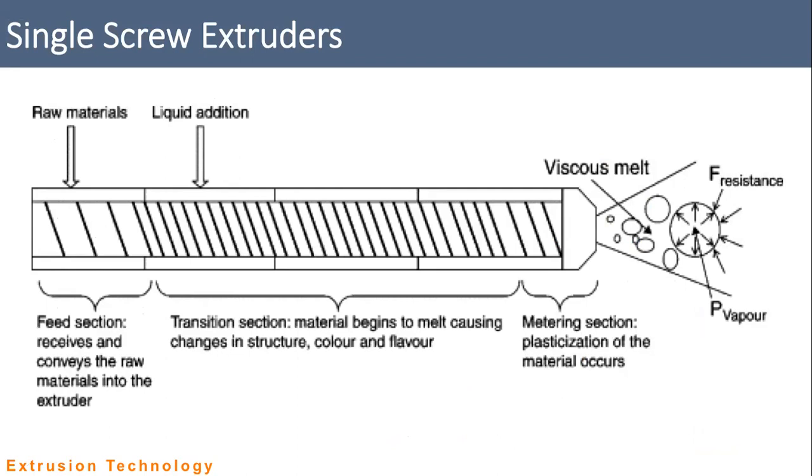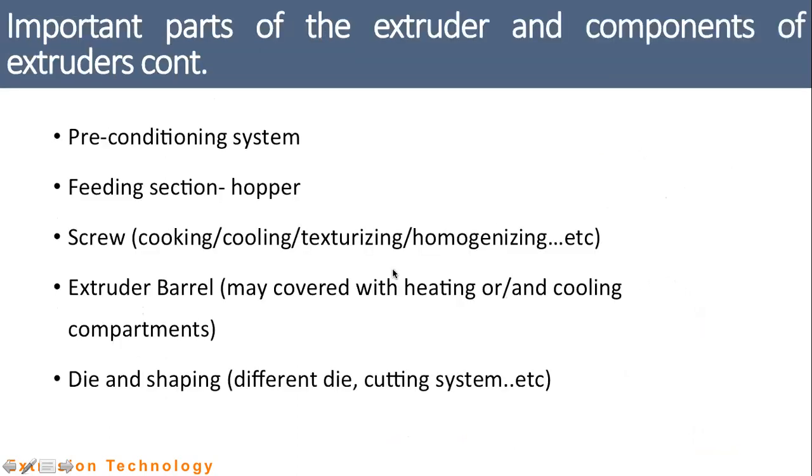This is the barrel, the basic parts of a single screw extruder. Here you can see, since it is a single screw extruder, only one screw is there, and this is the die part, and we will discuss how it happens. Important parts of the extruder and components of extruders.